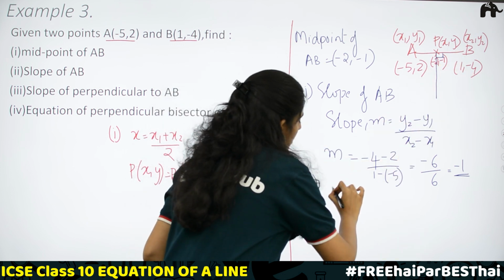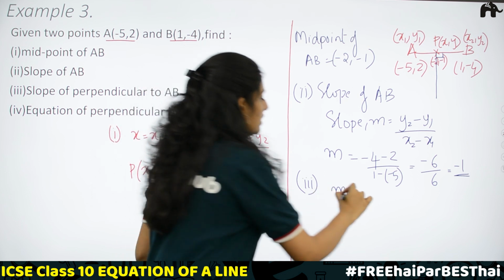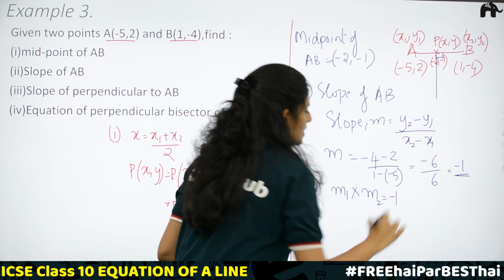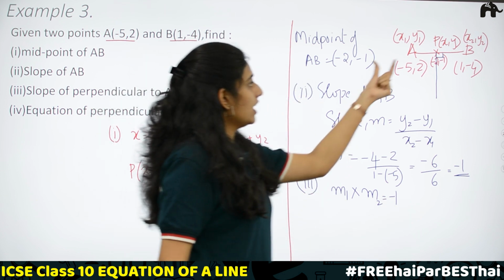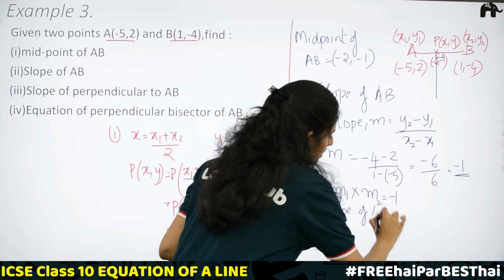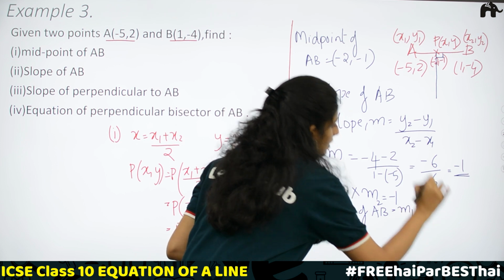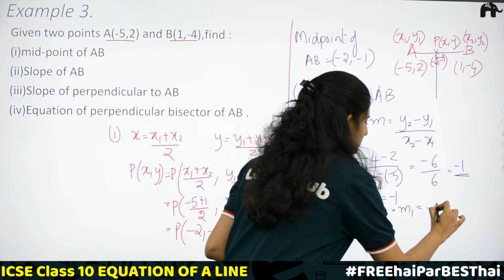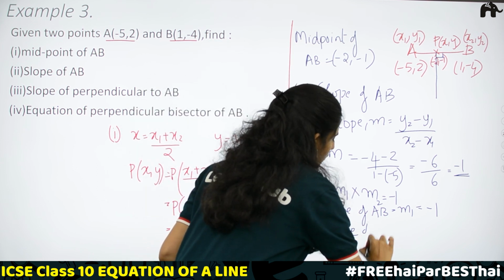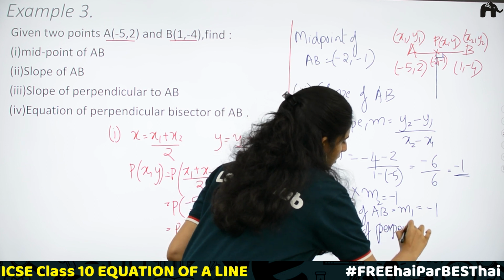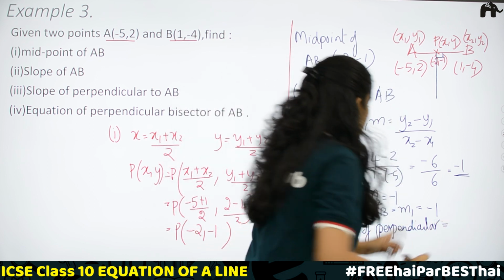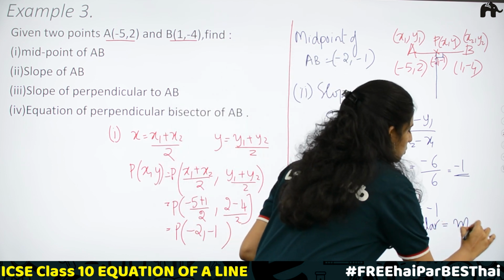When two lines are perpendicular, the slope of the first line m1 into the slope of the second line m2 will be equal to minus 1. Here m1 we are taking as the slope of line AB. Let the slope of AB be m1, which we have determined, that is minus 1. Then how to find the slope of the perpendicular? It can be determined. We'll take the slope of the perpendicular as some m2.